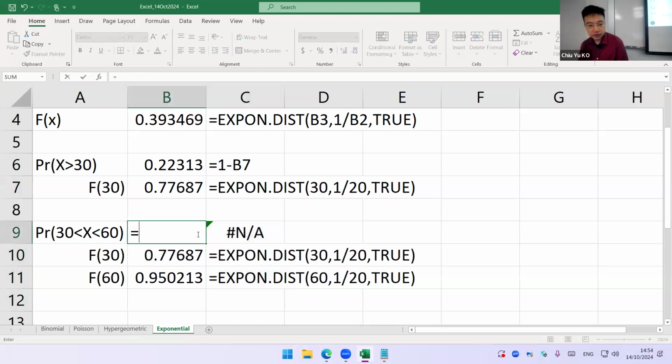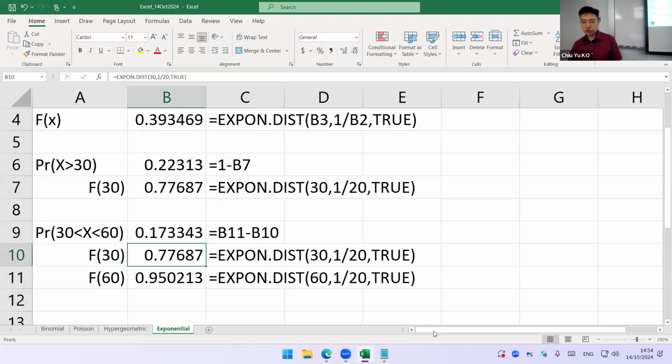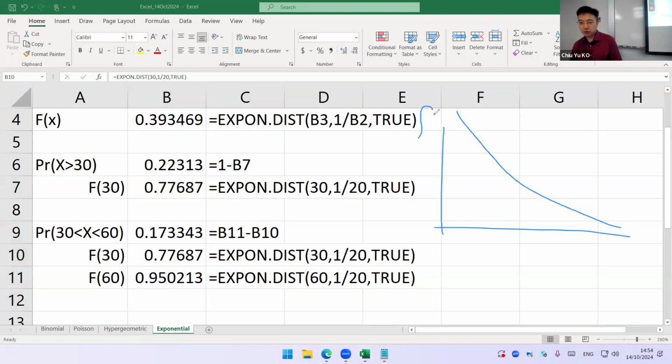And the answer will be this guy minus this guy. The reason shouldn't surprise you. I have the exponential here. Go down. This is f, right? X here. And I want something between 30 and 60, right? So I need this area, the red area. The red area is somewhere between 30 and 60.